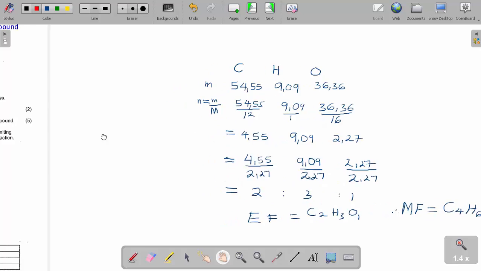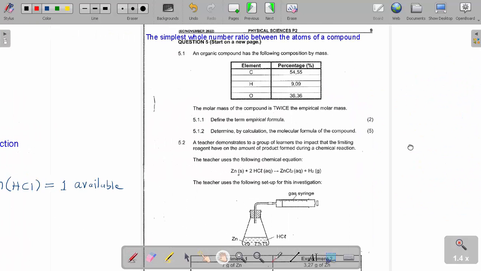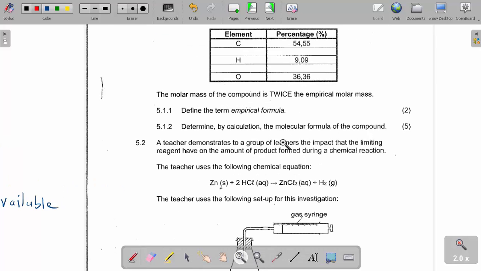Hope we are together. If we are not, you should come and inquire, okay? Otherwise we are moving on.